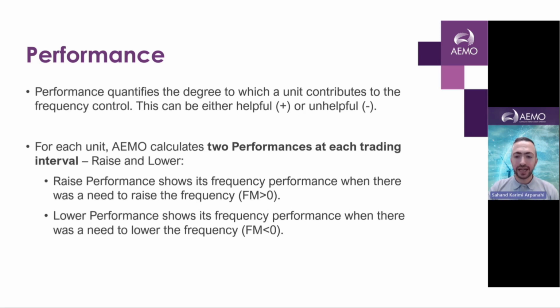For a unit, AMO calculates two performance values at each 5-minute trading interval. One for when there's a need to raise the frequency, which we call raise performance. The other one for when there's a need to lower the frequency, which we call lower performance.